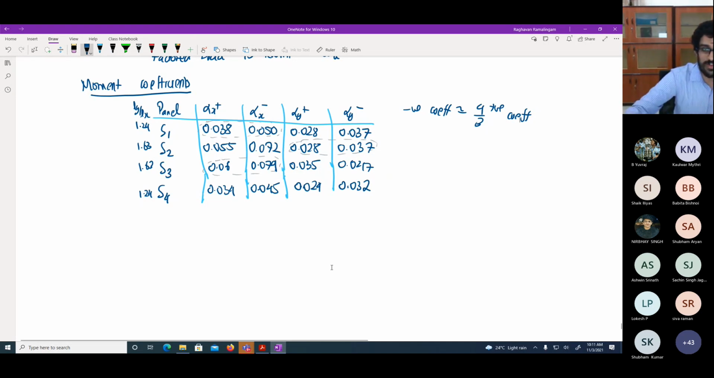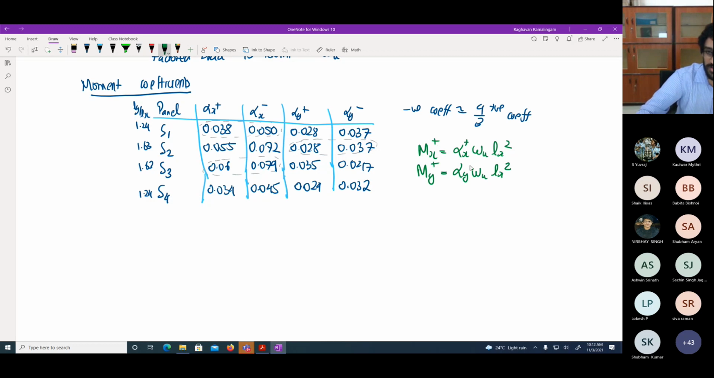Now the further job, using this, we are going to use the formula. Mx is equal to alpha x wu lx square. My equals alpha y wu lx square again. So if it's a positive moment, then it's the positive coefficient. Similarly, you also have Mx minus equals alpha x minus wu lx square, because alpha x positive.